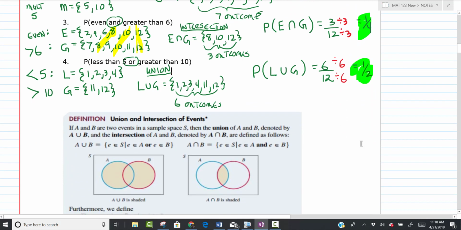Most probability is all about counting when you get right down to it. Okay, that's the skill that's required. Organize the sets, understand whether it's union or intersection, and be able to count the sample space and the event out correctly.